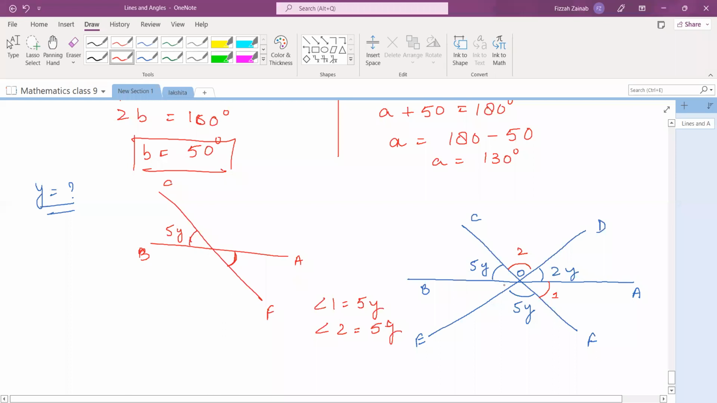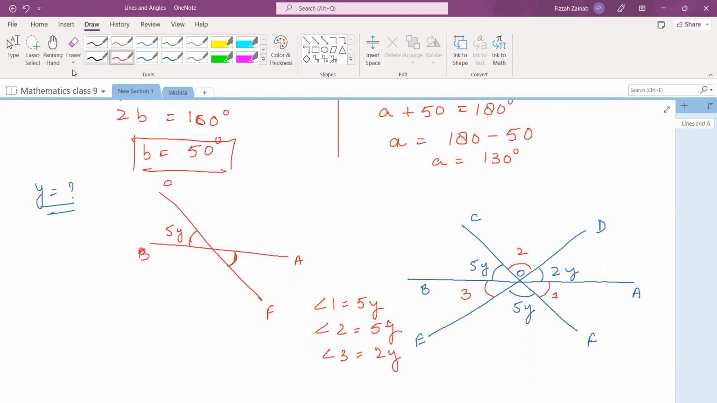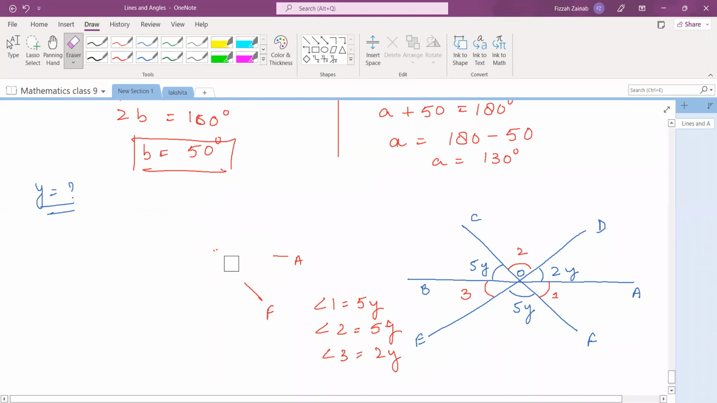Now, if I name this angle 3, how much is my angle 3 in this figure? That is 2y, right? The opposite angle is this 2y. Now I want to find y. What will I do here? I know all the angles, so the sum of all the angles is 360 degrees.